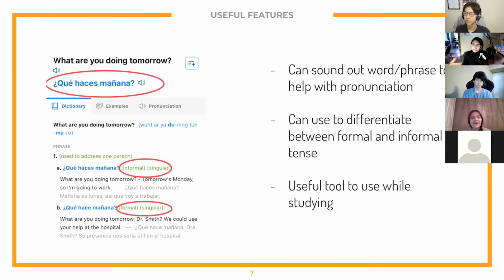Hi, the picture on the left is from an app called Spanish Dict. It's an app that helps you translate words from English to Spanish or vice versa. The app can sound out word phrases to help you with pronunciation. It can be used to differentiate between formal and informal tense, and it's also a useful tool for when you're studying.